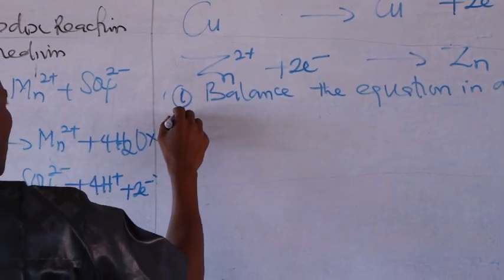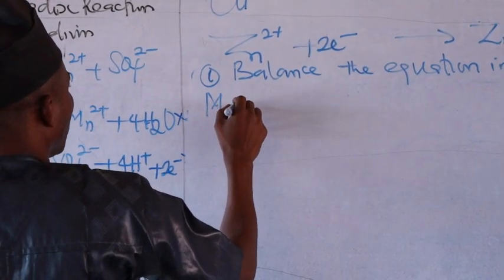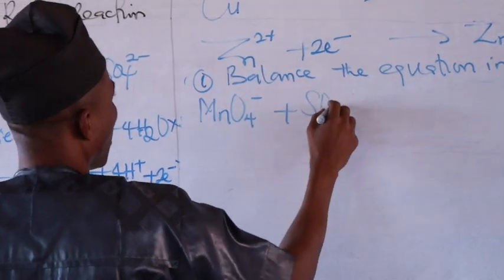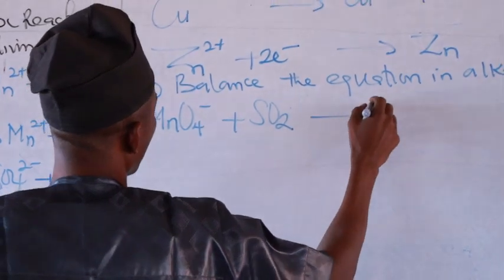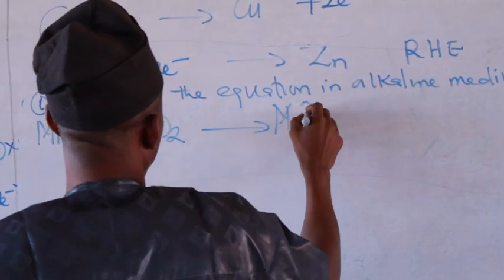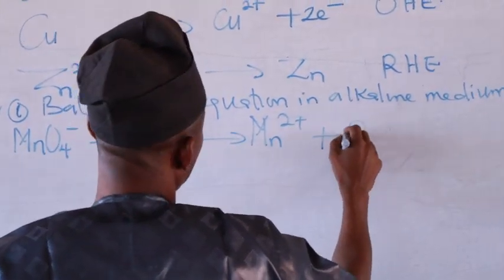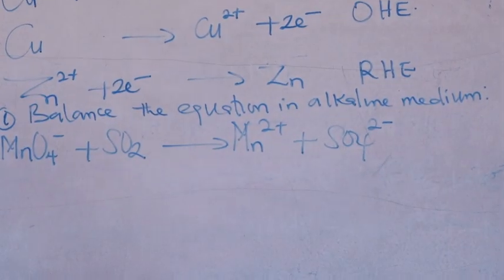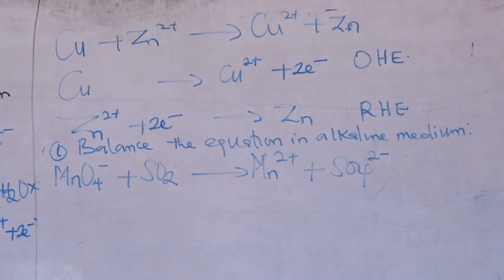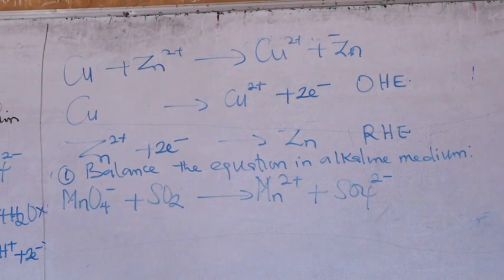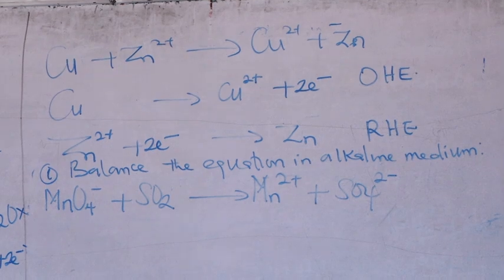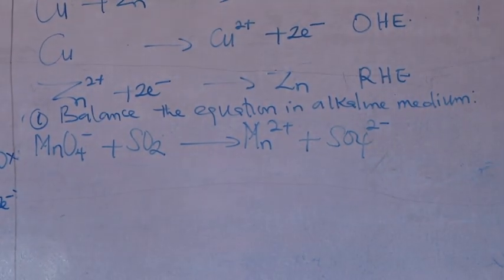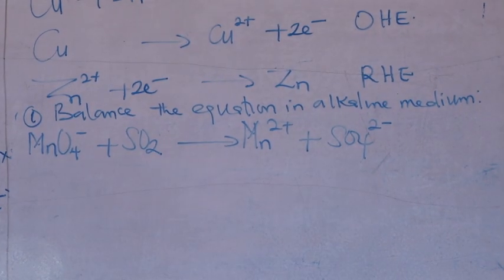We have MnO4 minus plus SO2 to give Mn2 plus SO4 2 minus. That means the equation we just balance in acidic medium. We want to balance it in alkaline medium. Let us see how we are going to do the balancing.